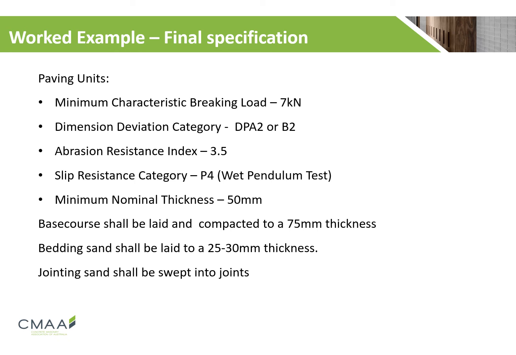The base course shall be laid and compacted to a 75 mm thickness. The bedding sand shall be laid to a 25 to 30 mm thickness, and the jointing sand shall be swept into all joints to ensure that they are filled. The base course, bedding sand, and jointing sand should meet the material specifications outlined previously by the CMAA.